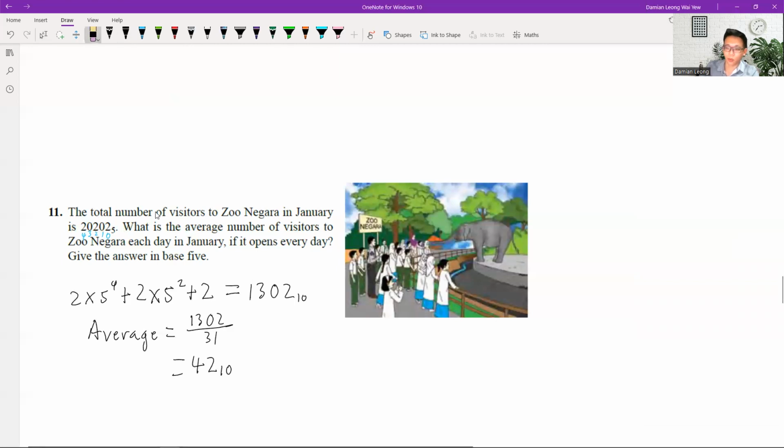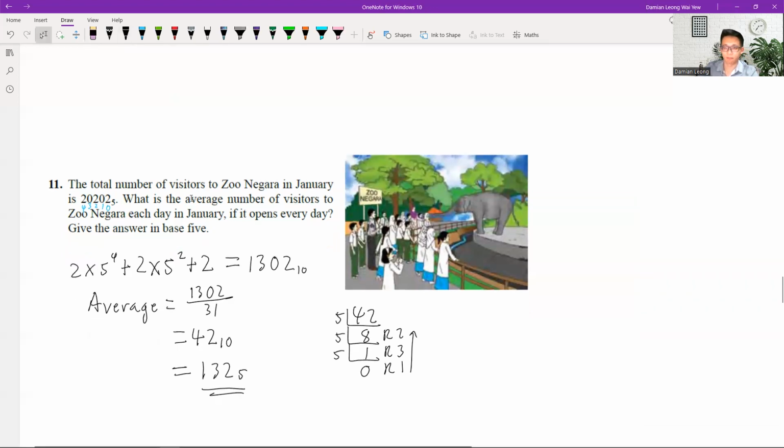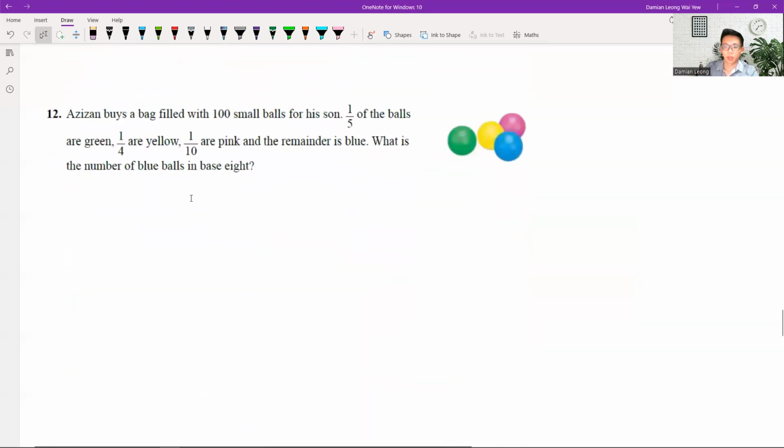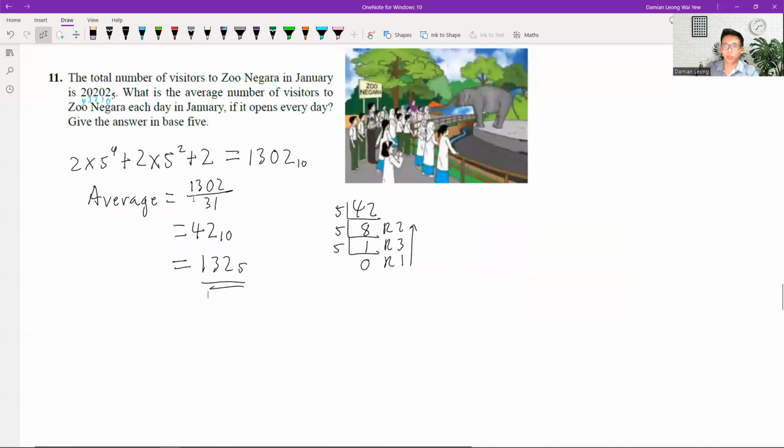Change it back to base 5. So in base 5, convert: divide by 5, 8, remainder of 2; divide by 5, 1, remainder 3; divide by 5, 0, remainder 1. So from bottom to top, 132 in base 5. That's the question 11 here. All right. Now, question 12.